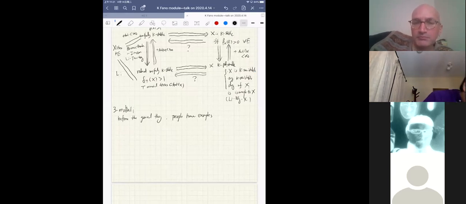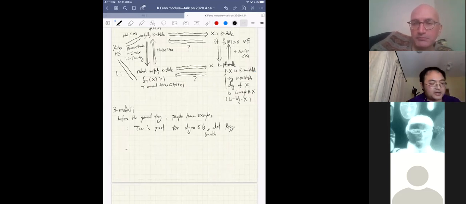So this explicit Fano moduli, I think it first implicitly appeared in Tian's proof for degree less than 6 del Pezzo surfaces, smooth ones. Basically, because Tian showed they all have a Kähler-Einstein metric, we know they have a moduli space for all these del Pezzo surfaces. So we already know there is a moduli.